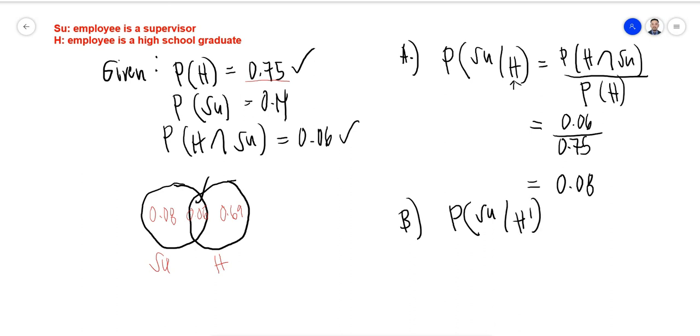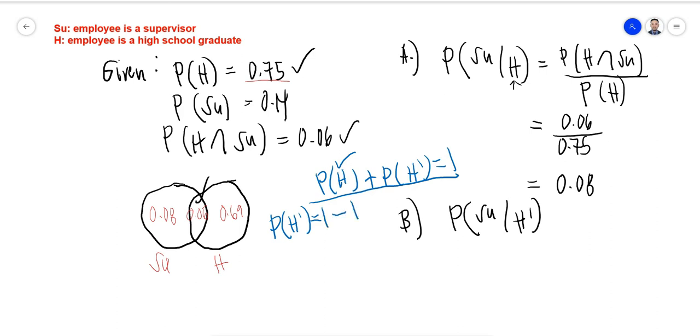For letter B is the probability of supervisor given H complement. Why H complement? We are given H, which is for high school graduate. Therefore, H complement is for non-high school graduate. Take note of this formula where the given is this one. To get the probability of H complement, the probability of H complement is equal to 1 minus the probability of H, and we plug in the values.